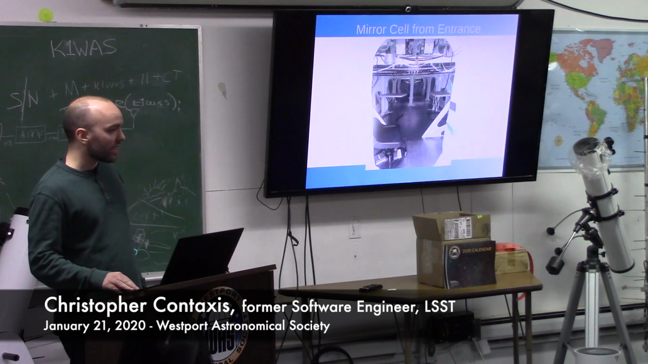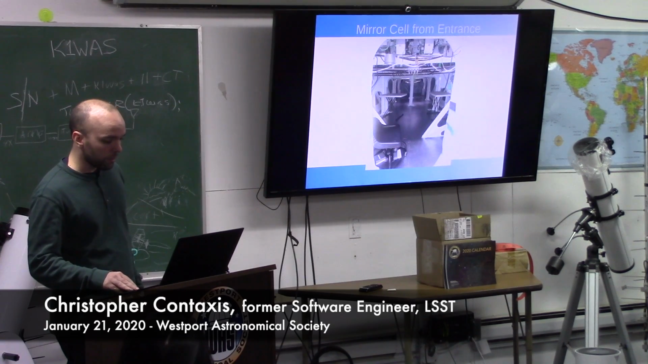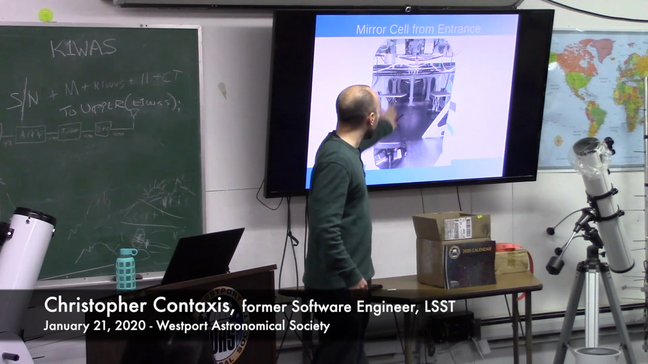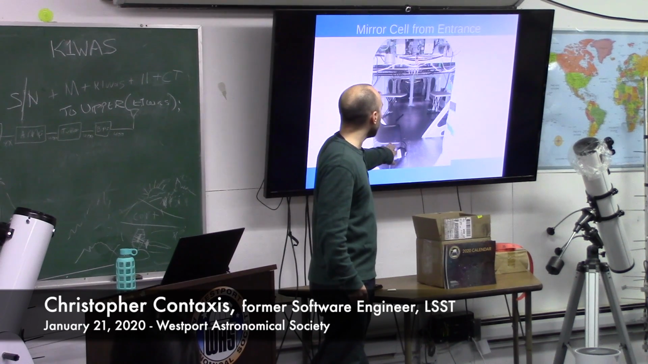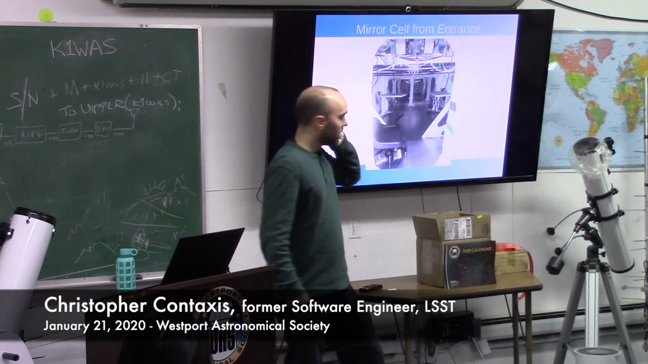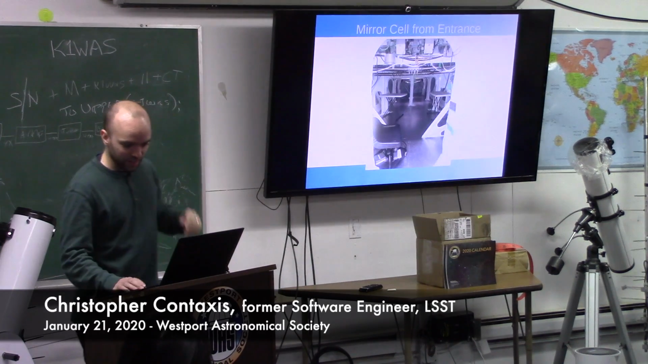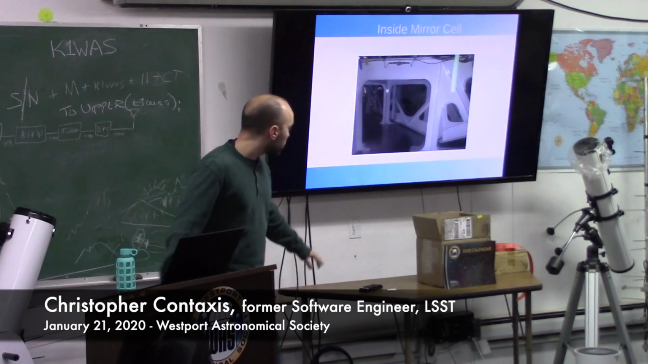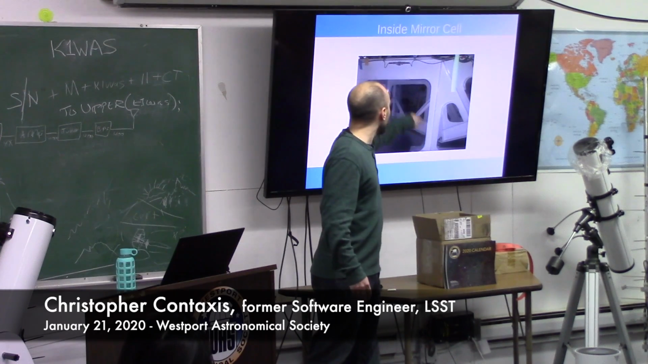Okay, so this is what it looks like inside the cell from the doorway here. As you can see, you can get some nice tables and a wonderful chair, and a lot of head safety hazards everywhere. It's very easy to bump your head in there. Yeah, so you got a lot of different structure in here to support everything.